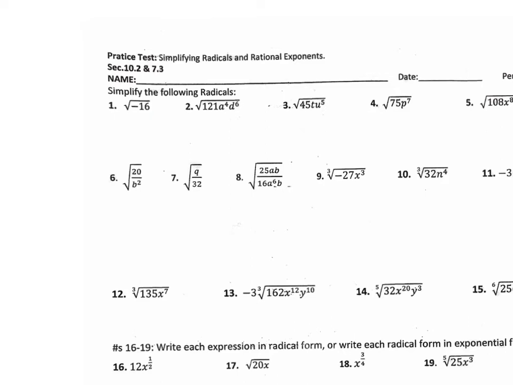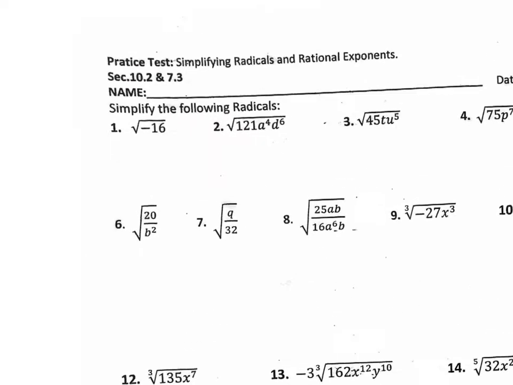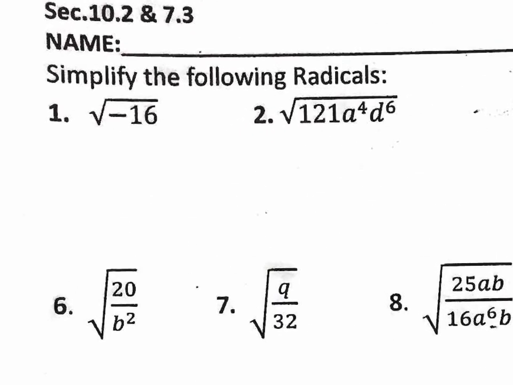So when we do the square root of a negative number, you know that that's going to be i on the outside. And the square root of 16 is simply 4. So you have i times 4. So your answer is 4i for number 1. Let's move on to number 2.